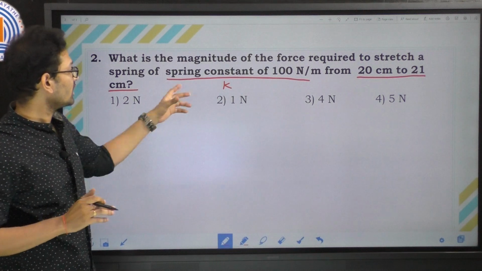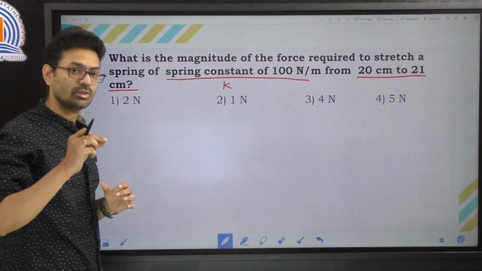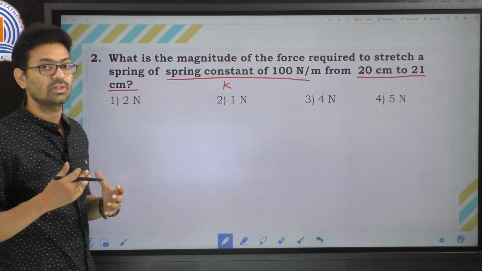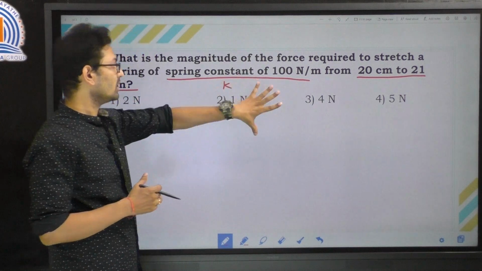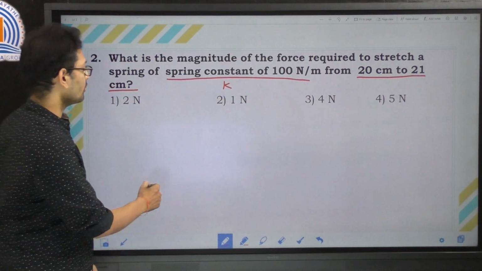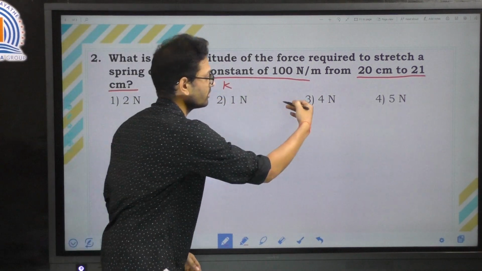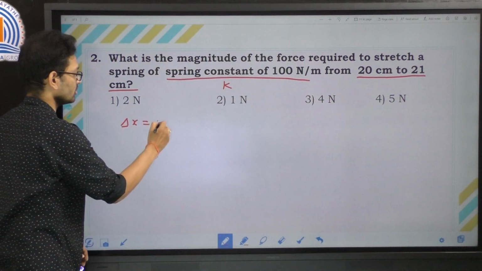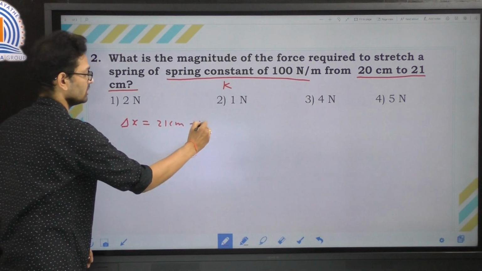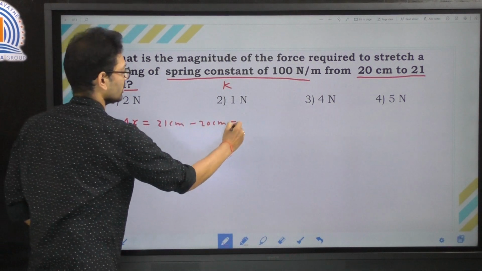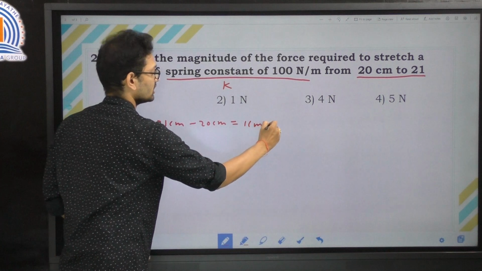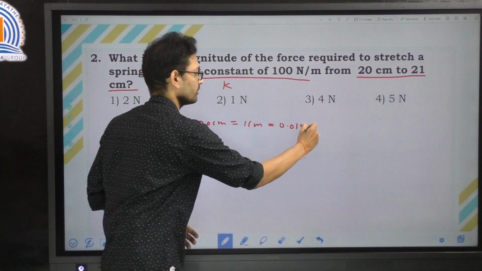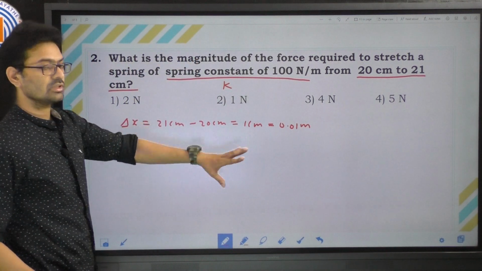Now we have a constant, spring constant. It depends upon the material of the spring also, like what material the spring is made of and how much density it is having, right? So anyway, they gave that constant also. Now first of all let us find out the change in length. Change in length is nothing but 21 centimeters minus 20 centimeters, which is equal to 1 centimeter, which in SI is 0.01 meter. So your delta x is 0.01 meter.